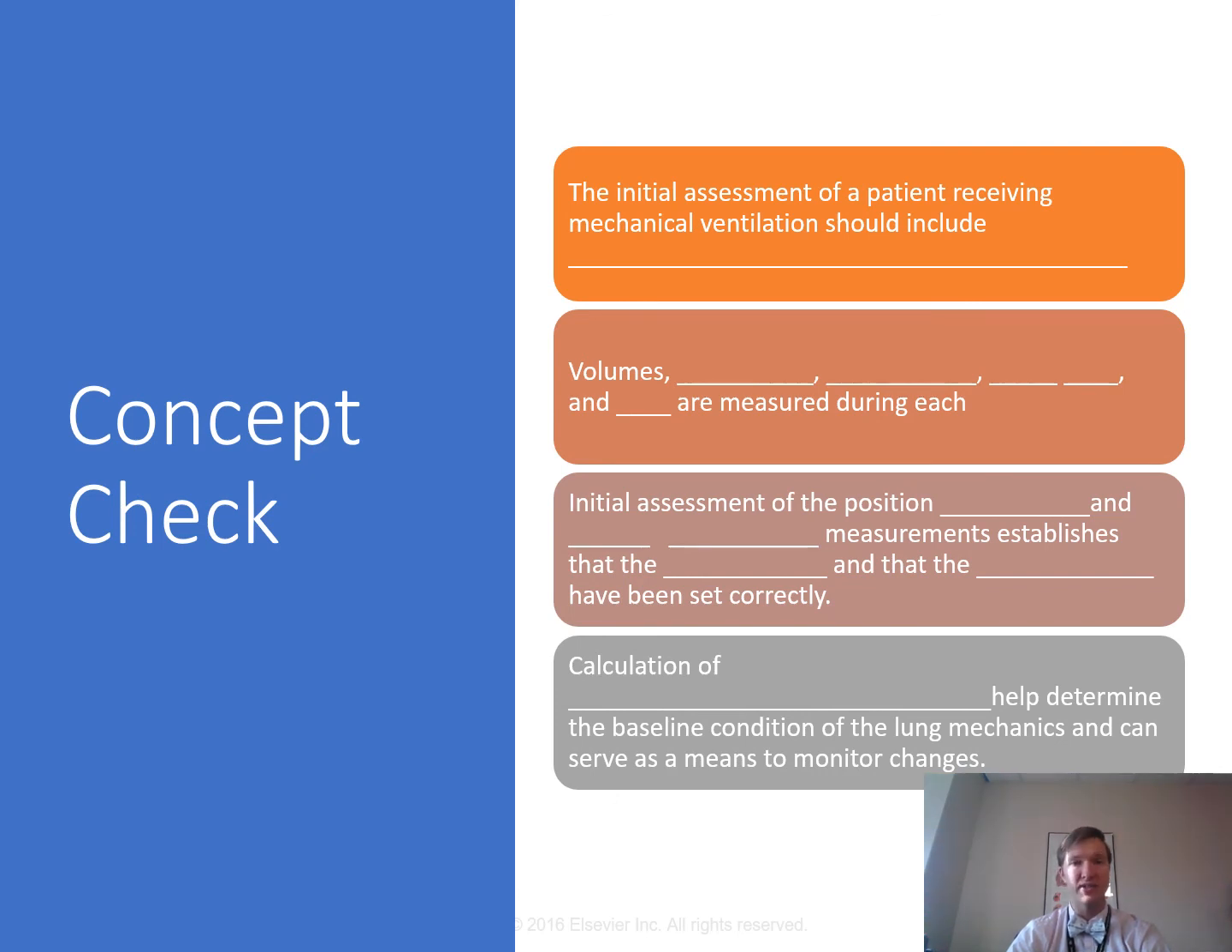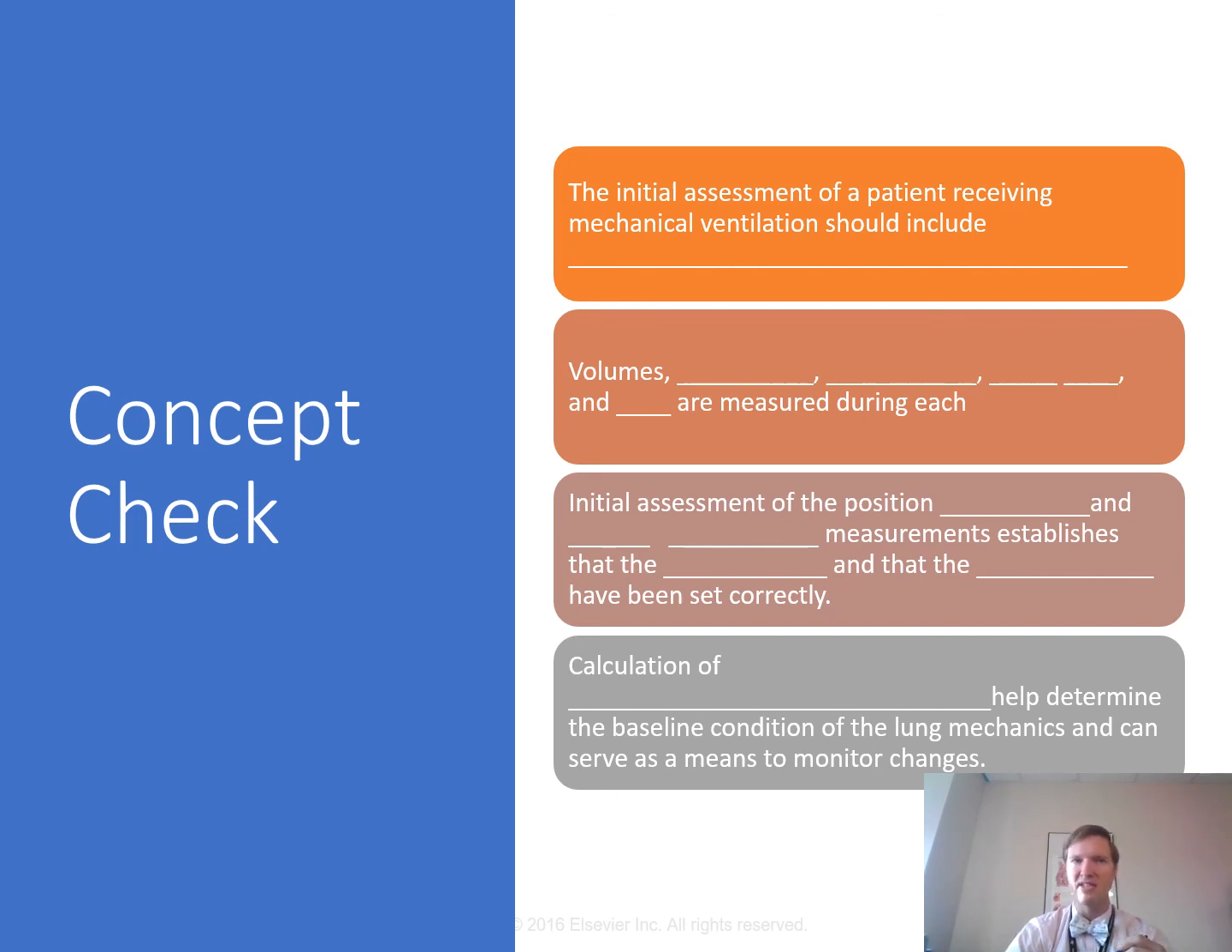All right, some concept checks really quick. The initial assessment of a patient receiving mechanical ventilation should include the evaluation of a patient's physical appearance, right? Skin color, is it mottled, pale gray? Is it pink, well perfused? Vital signs, ABG, SpO2, and vent settings, right? Those vent settings include frequency, sensitivity, FiO2, volumes and pressures. So hopefully you got all that in there. You can always rewind it if you need to.